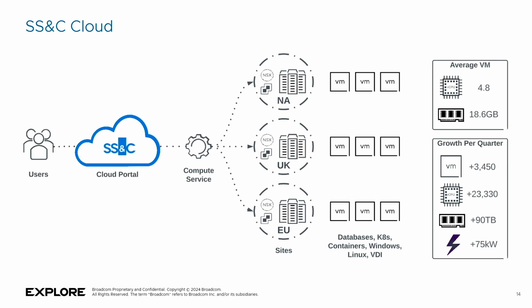So on our right-hand side here, I talk a little bit about our growth. We grow about 3,400 VMs per quarter, about 23,000 vCPUs per quarter, about 90 terabytes of consumed memory per quarter, and about 75 kilowatts of consumed power. I like the power number just because it's interesting to me.